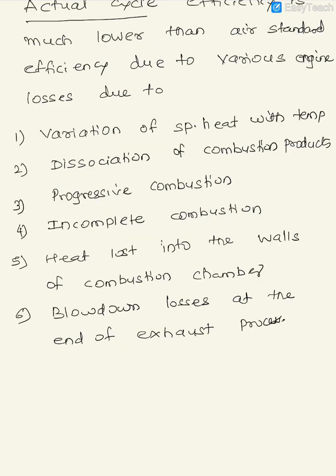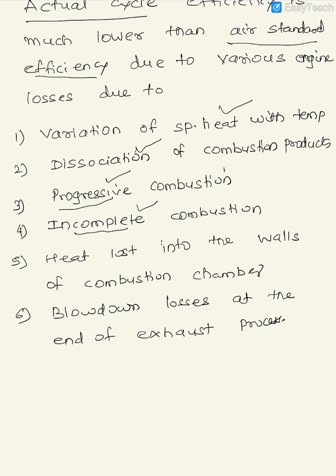In the actual cycle analysis, if you calculate the actual efficiency, we see that the efficiency is much lower than the air standard efficiency, okay, and slightly lower than the fuel air cycle efficiency. The difference between the actual cycle efficiency and air standard efficiency is because the actual cycle, as compared to the air standard cycle, considers the variation in the specific heat, considers the phenomenon of dissociation, considers that the combustion is not instantaneous, it is progressive, it takes some time. It also accounts for the incomplete combustion.